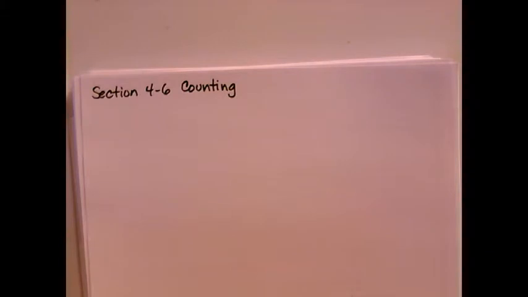Okay, in this video we're going to be looking at things that are related to counting. Now we're going to be looking at 5 different rules that are related to counting, mainly with permutations and with combinations. So those are the 2 things we'll look at.